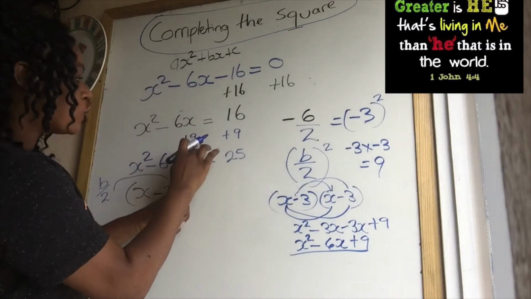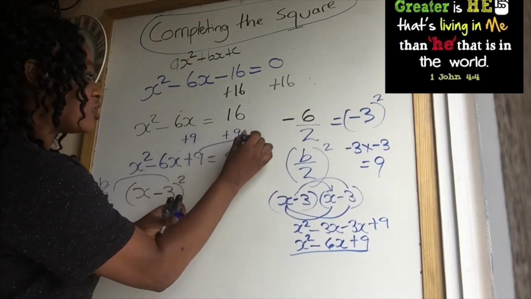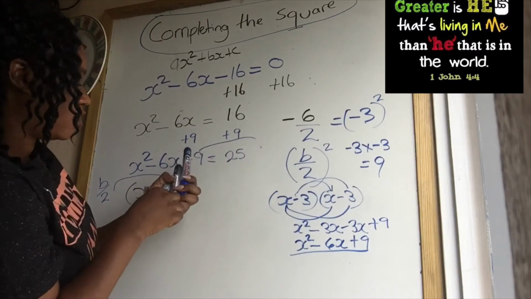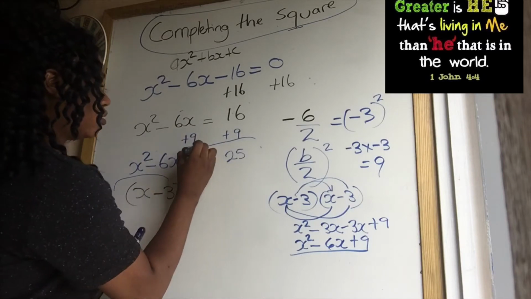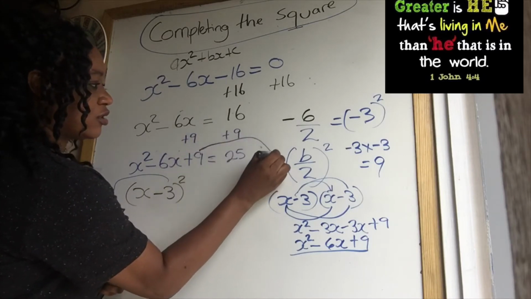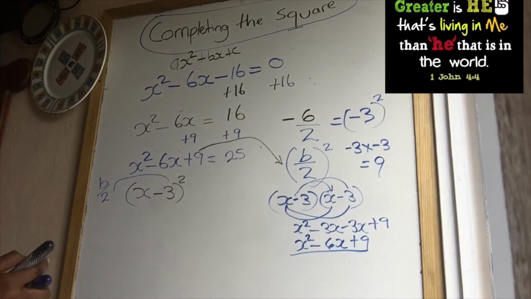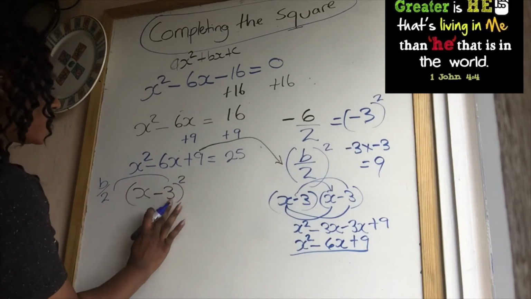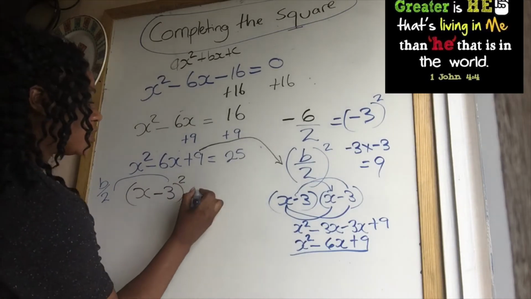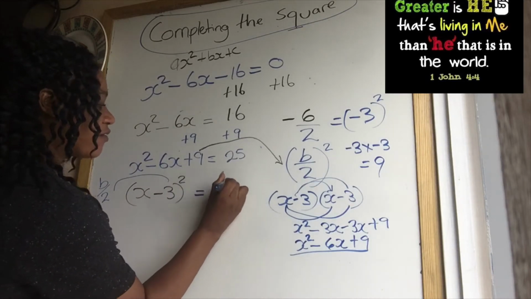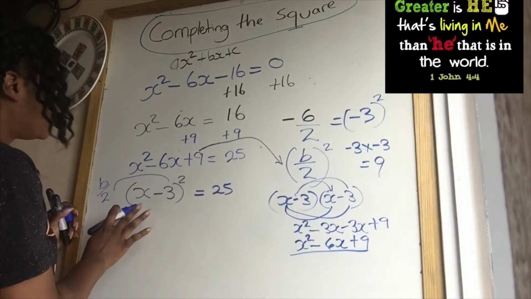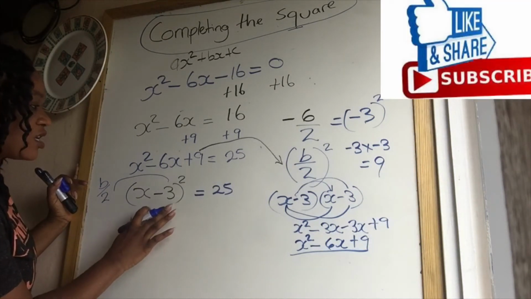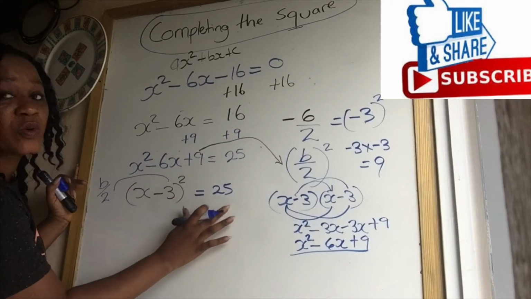This 9 also was half the coefficient. Alright, so let me draw this coming here to show you. Alright, cool. Now, we're not done. So now that we put this into a perfect square, and this is going to be equal to our 25, and we're going to clean this up. Alright, so by cleaning this up, we have (x - 3)² = 25.